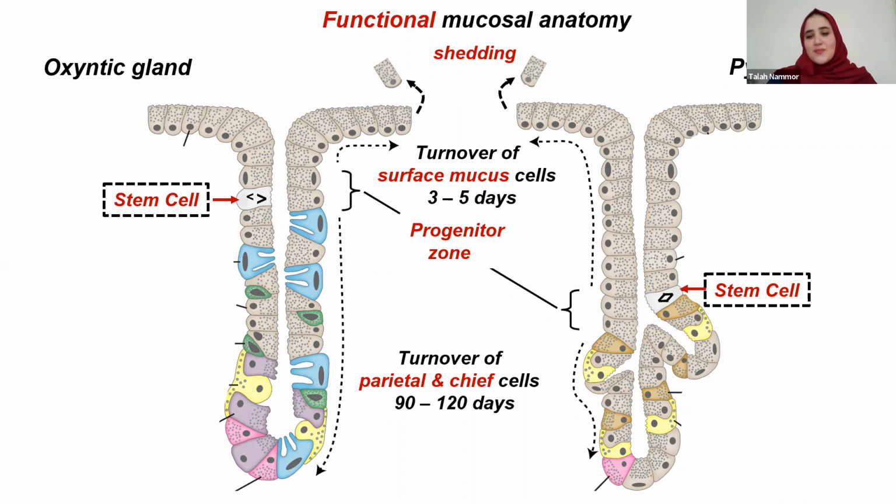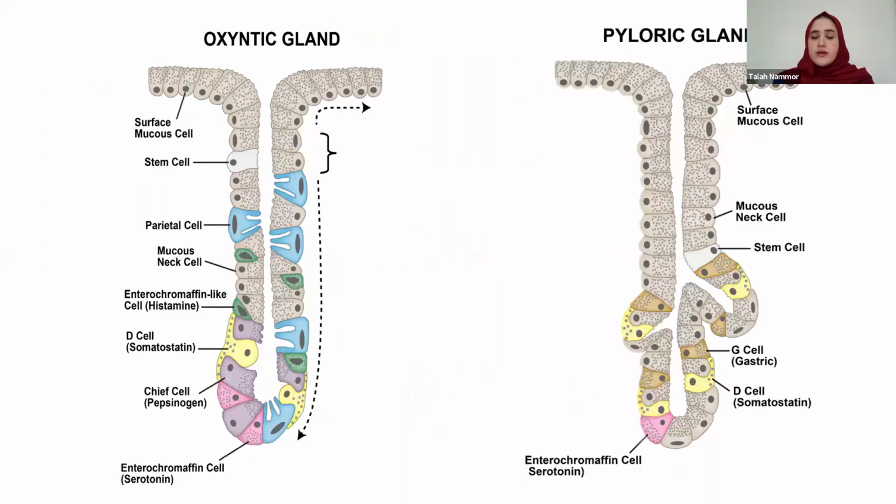Okay. Moving on, we're going to go over the specific cells that are found in the oxyntic gland, and then we're going to go to the pyloric gland. Try to ignore the right side. We're not going to talk about the pyloric gland for now. We're going to concentrate on the oxyntic gland. So we discussed the mucus cell, we discussed the stem cell. Now we're going to the parietal cell. Can someone tell me, what does the parietal cell secrete?